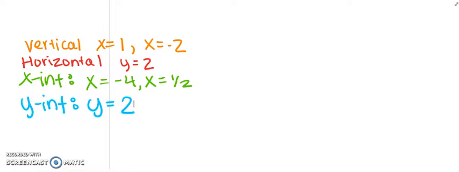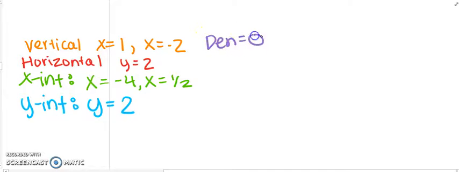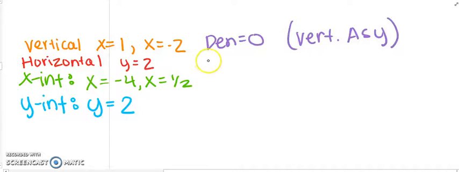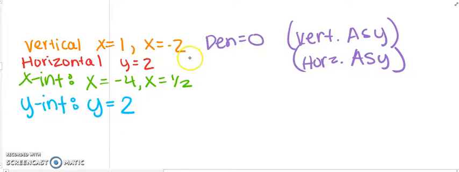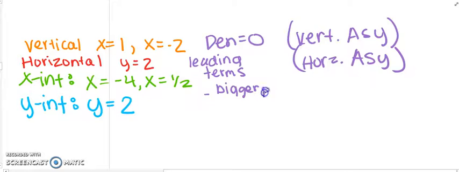So to review where these numbers came from, my vertical asymptote came from setting my denominator equal to 0. Okay, so that's what we get. Vertical asymptote. Horizontal asymptote you get by comparing the leading terms. So these are the 4 things you need to find. And there's 4 cases here, and you can look back up at that box. Bigger power on top, higher power on top.